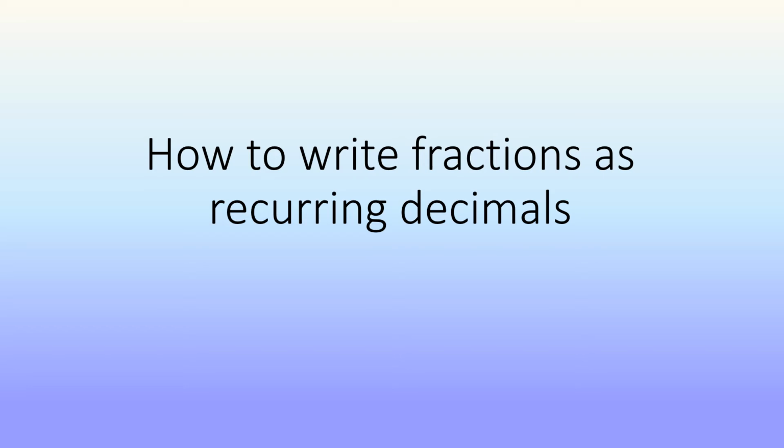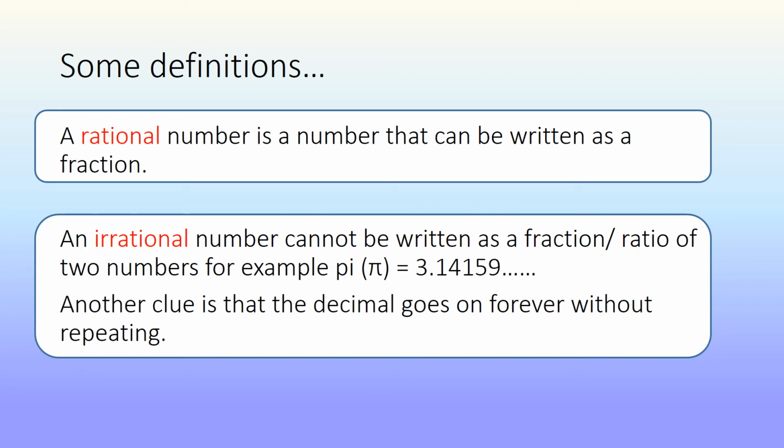Hi, so we are going to look at writing fractions as recurring decimals, which is a higher GCSE topic. And we're going to start with a couple of definitions. A rational number is a number that can be written as a fraction. An irrational number can't be written as a fraction or as a ratio of two numbers. Pi is a good example of an irrational number. It doesn't repeat and it goes on indefinitely. So that is another clue that tells you if a number is irrational.